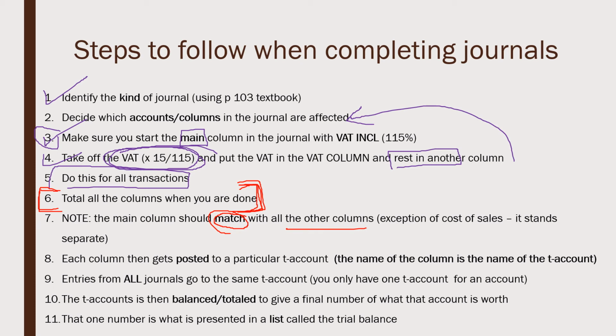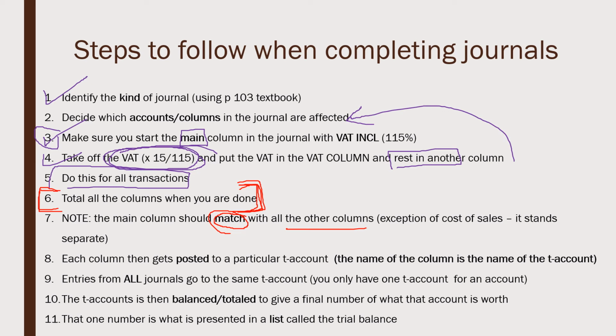And this is because of your debit credit principle. You didn't see it in the journal. We don't specifically mention debits and credits when we journal, but they are actually still very much running in the background. So your main column matches with all your other columns. Okay, your debit equals your credit, or your credit equals your debit. Then, that's just a little side note.